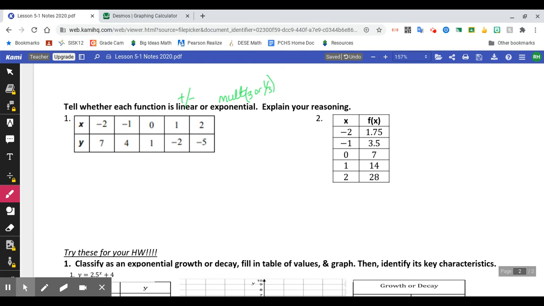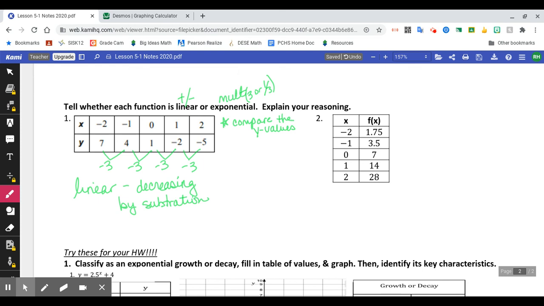So we're looking at the y values. So a little note to yourself to compare the y values. From here to here, here to here, here to here, here to here, right? Well, 7 to 4 is subtracting 3, 4 to 1 is subtracting 3, subtracting 3, subtracting 3. So if we're subtracting, that is linear. And explaining is just that it's decreasing by subtraction. If it were decreasing by a fraction, then that would be okay.